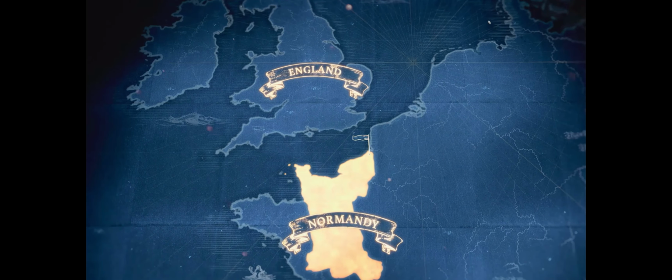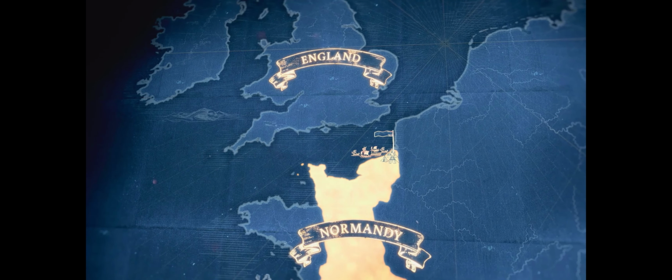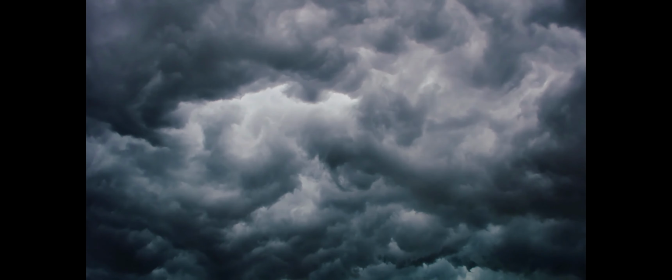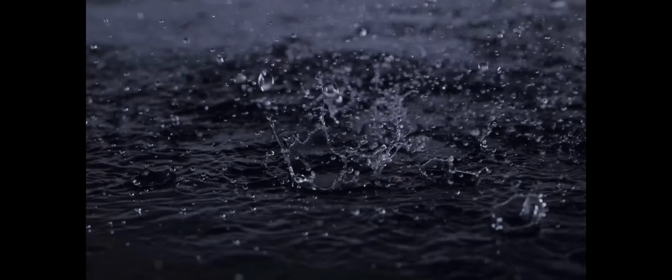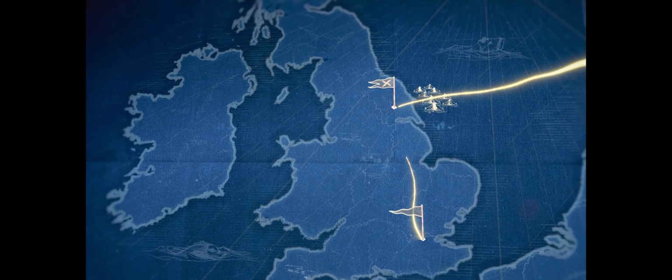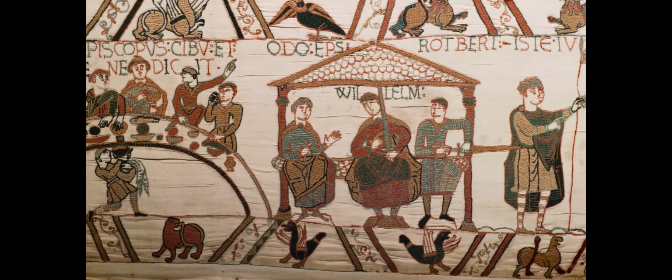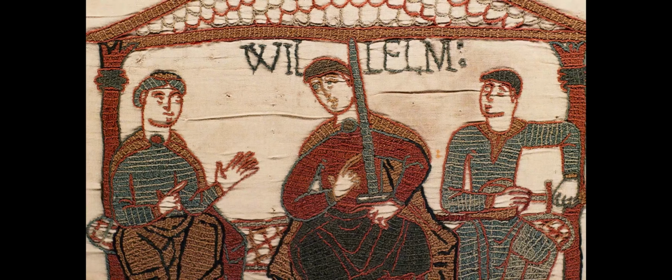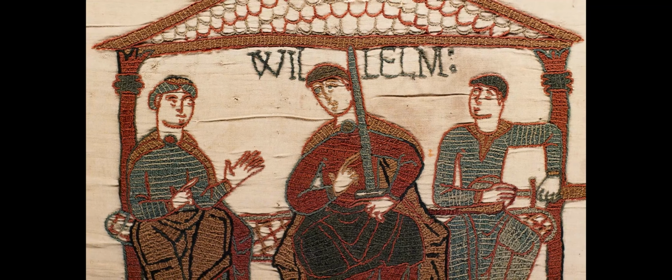William claimed the previous king had promised him the crown. So, he assembled an army and prepared to sail to England to fight King Harold for the throne. But a storm thwarted his plans. Meanwhile, Harold discovered that a Viking invasion had landed in the north. Another threat to his crown. So he raced to fight them. In France, William waited for the right conditions to sail across the channel to England. The weather cleared.